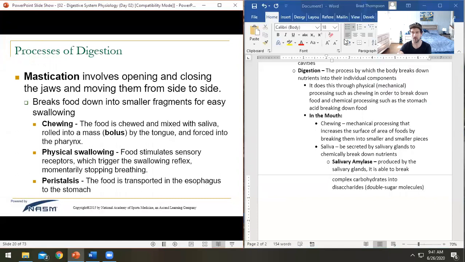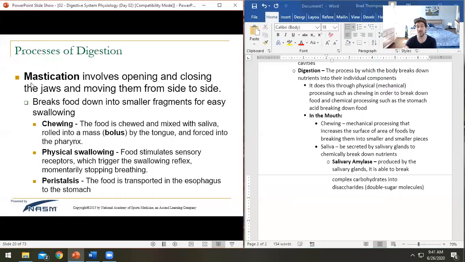That chewing part, by the way, is specifically referred to as mastication. Mastication is this, right? It's opening and closing your mouth and chewing, sliding your teeth around. That's chewing. And so what ends up happening is you're going to chew up food. That food's going to mix with your saliva, and it's going to become this little round ball that we're going to call a bolus. And that bolus is then going to be swallowed, and peristalsis is going to carry it to your stomach.